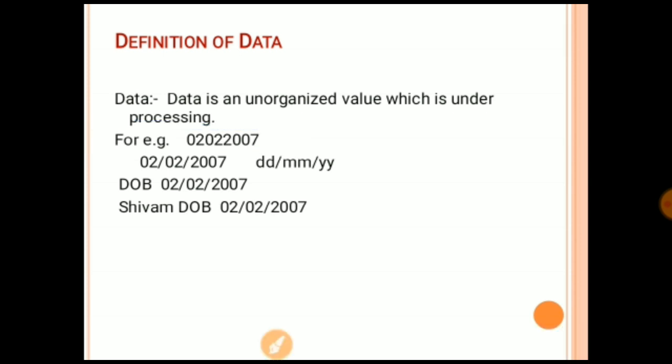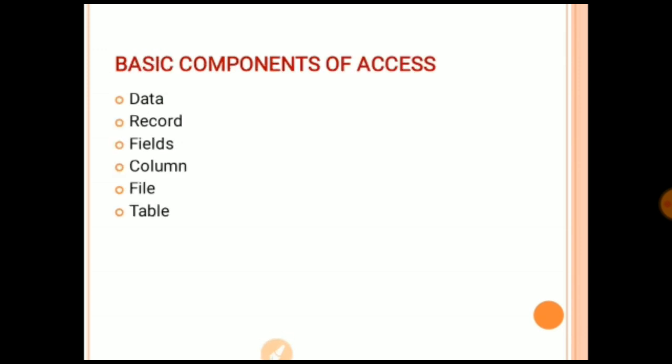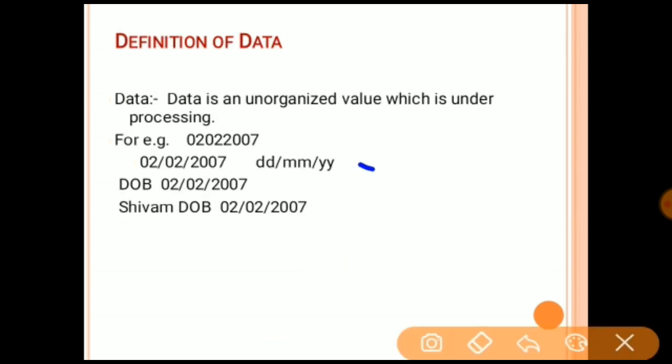Okay, but when I put a slash in between these numbers, it shows a format that is DD/MM/YY. It means it's something representing a date, month and year. But again, it's in an unorganized way. Which date is this? Which month is this? Which year is this? We don't know what the relation of this date is, right? When I write here DOB, it means it's the date of birth of someone. Again, it's an unorganized value, an under-processing value, because we don't know whose date of birth this is.